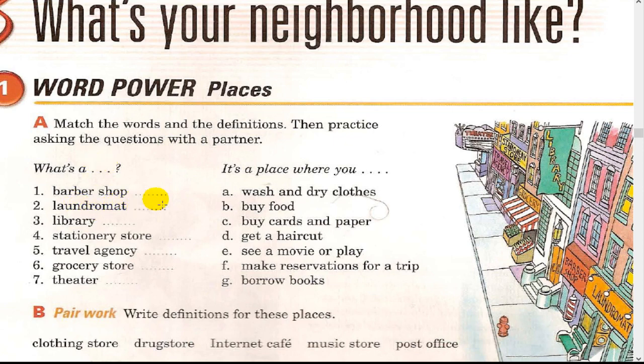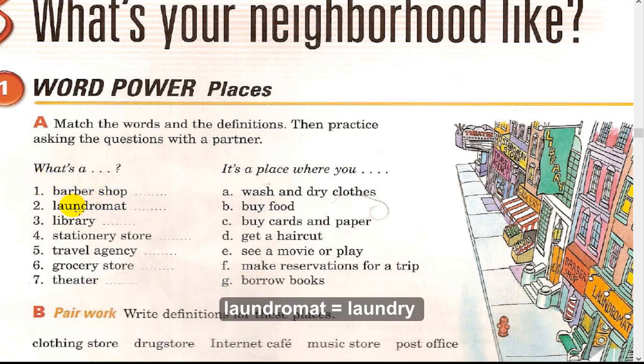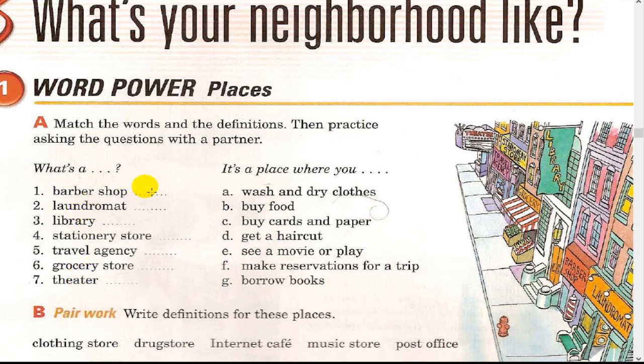What's a barber shop? It's a place where you... Here you match 1, 2, 3, 4, 5, 6, 7 with A, B, C, D, E, F, G. Match the place. Barber shop, laundromat, library, stationery store, travel agency, grocery store, theater. You match the word with the meaning. One minute, try to answer.